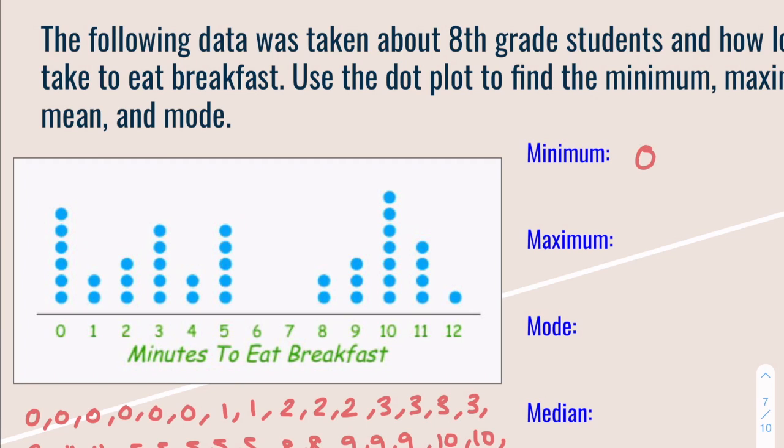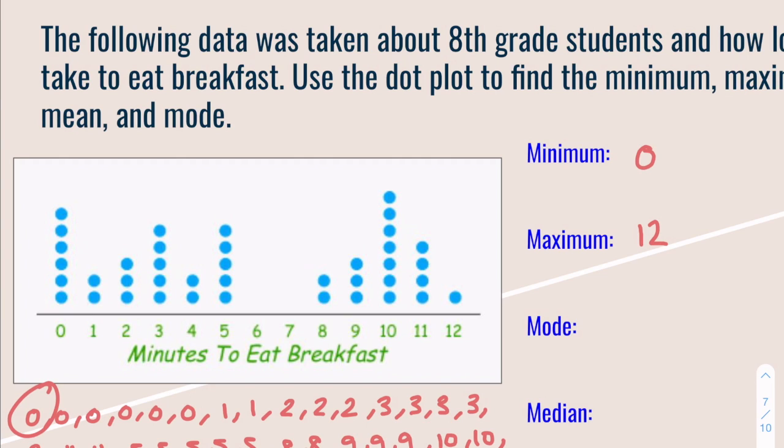Okay. Maximum is the longest a student would take eating breakfast. That's going to be 12 because that is the largest number that has a dot over it. And again, you could also go through and do that on the list. So 0 is my smallest number, 12 is my largest number.